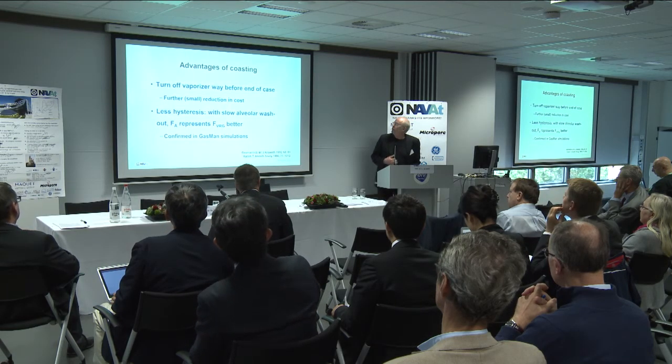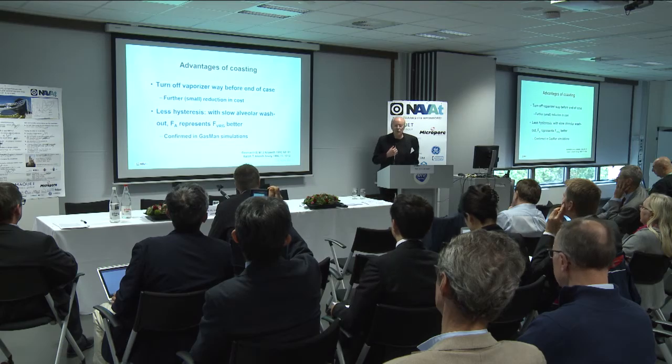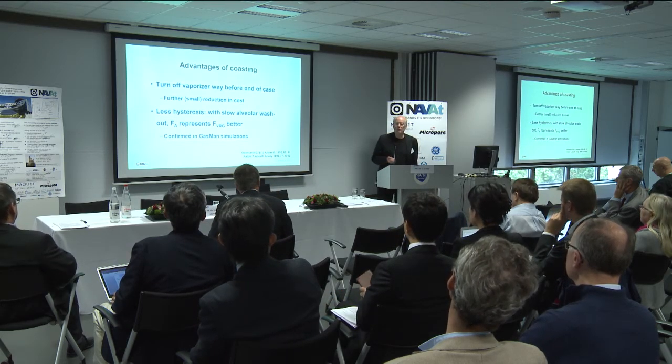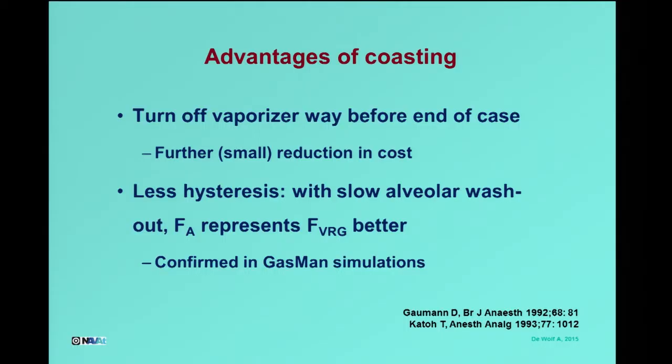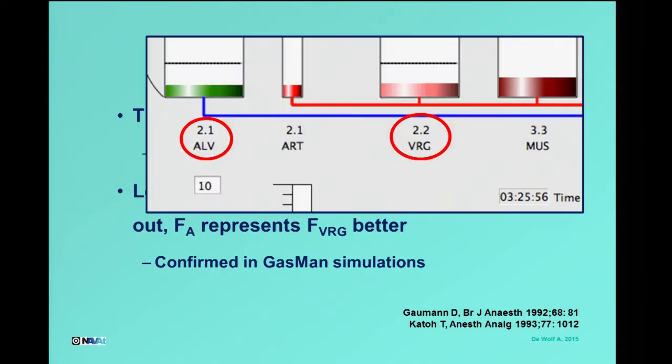So you turn off the vaporizer way before the end of the case, which results in a further small reduction in cost besides using low flow to start with. But there's another advantage there. There is less hysteresis. With slow alveolar washout, the FA represents FVRG much better. And that was confirmed in our Gasman simulation.